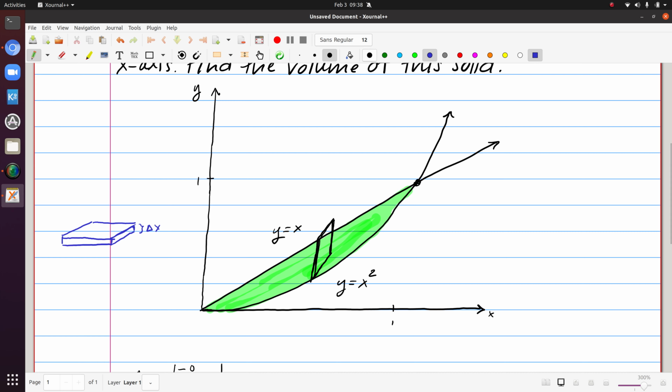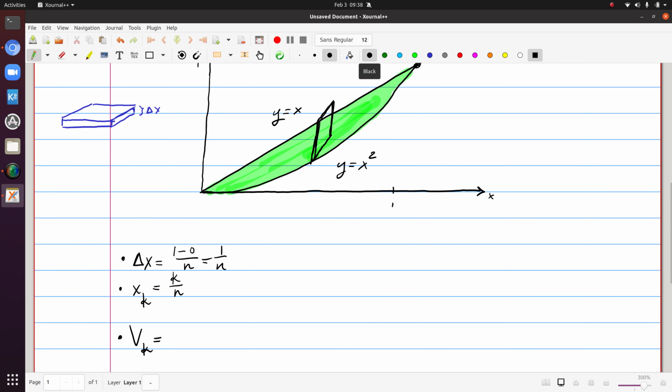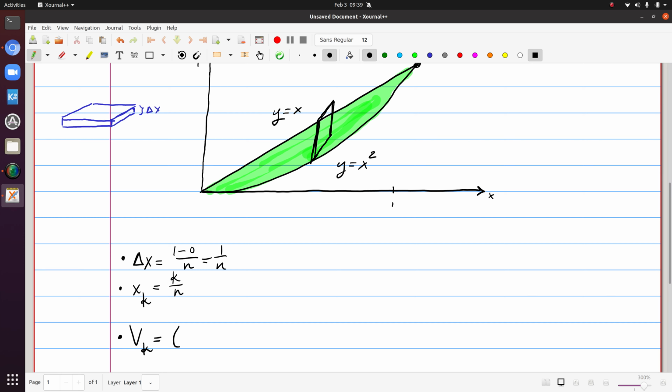Once I see that, that helps me think about how to find the volume of something like that. The volume would be multiplying the dimension delta x times the area of the square that sits on the top or the bottom. So think about that as side_k squared times delta x.